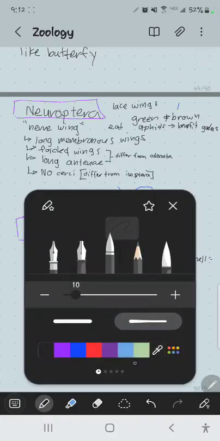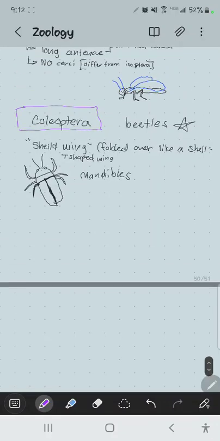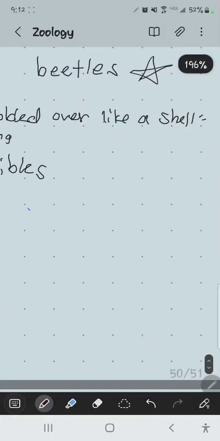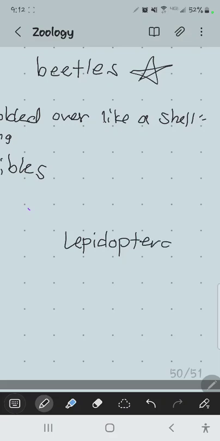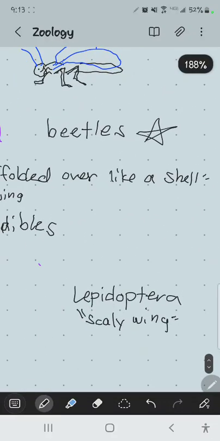The Lepidoptera includes the moths and butterflies. And lepido means scale. So Lepidoptera means scaly wing. Their wings basically have scales on them. Scaly wings. Okay, and so let's go ahead and draw one here.